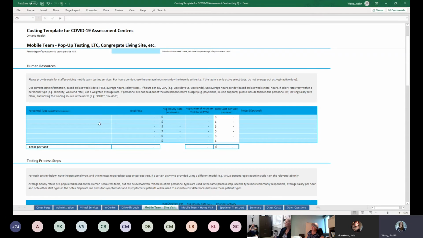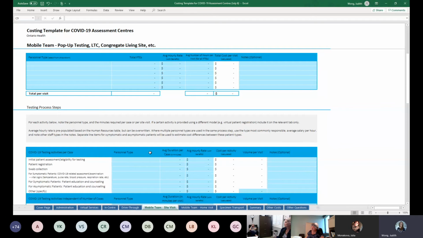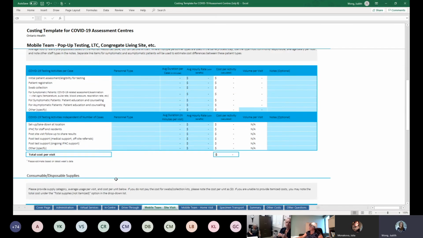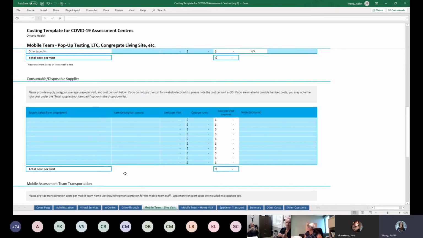Once again, we want to know what your staffing is for each visit, your activities that are done per visit, and similarly to the other tabs, these are structured in terms of activities that are estimated in terms of time per case, as well as activities that are independent of the number of cases. So that would be, in the case of the mobile team, things like your setup and your takedown, any pre or post coordination or support that you're providing.